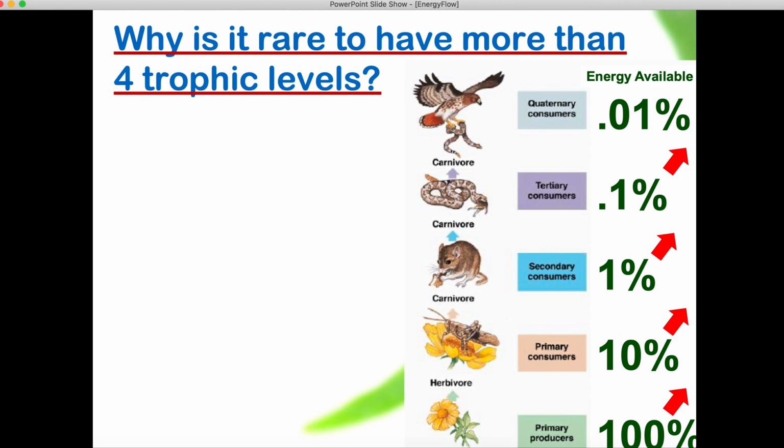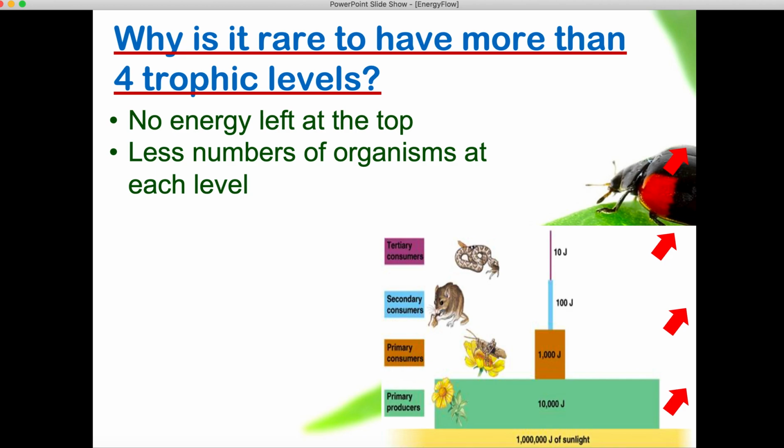Okay, so why is it rare then to have more than 4 trophic levels? Because there's no energy at the top. There's a lot more of these plants than there are of hawks. Why? Because there's not as much energy to sustain. There's going to be fewer grasshoppers than total numbers of plants because of the amount of energy that's available. Fewer mice than grasshoppers. Fewer snakes than mice. Again, why? Because of the amount of energy that is available. There's fewer organisms as you go up each level.